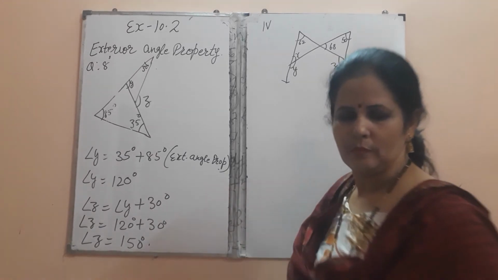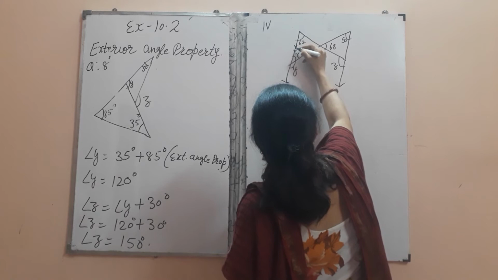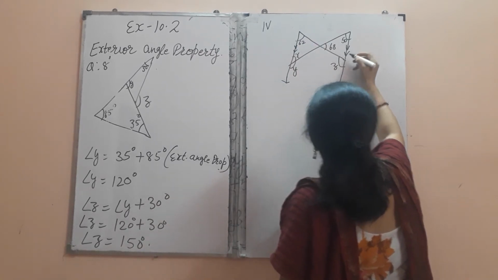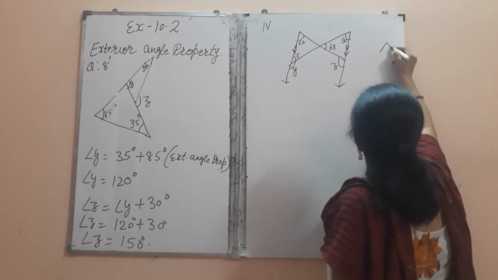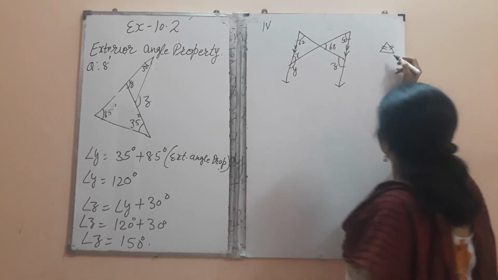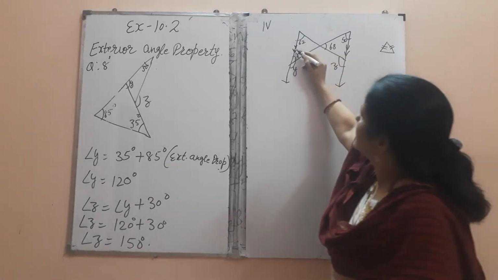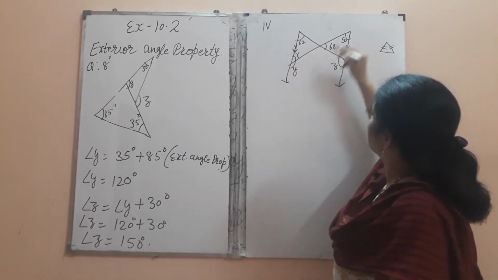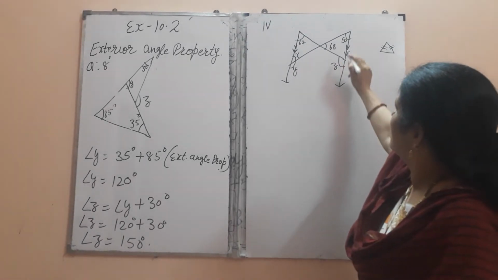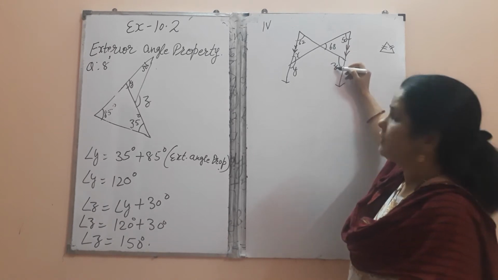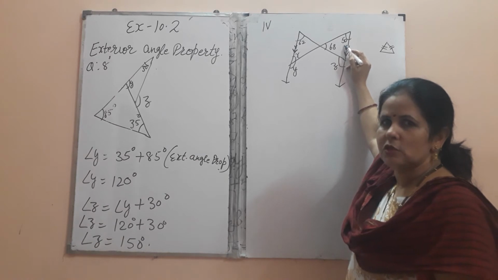Now, these two marks are the symbol of parallel lines. This type of symbol means equal, and if this type of symbol is there, it means they are parallel. This line is parallel to this line. So in this, z we can find out; this is a triangle. Z is the exterior angle, and 68 and 50 are the opposite interior angles.